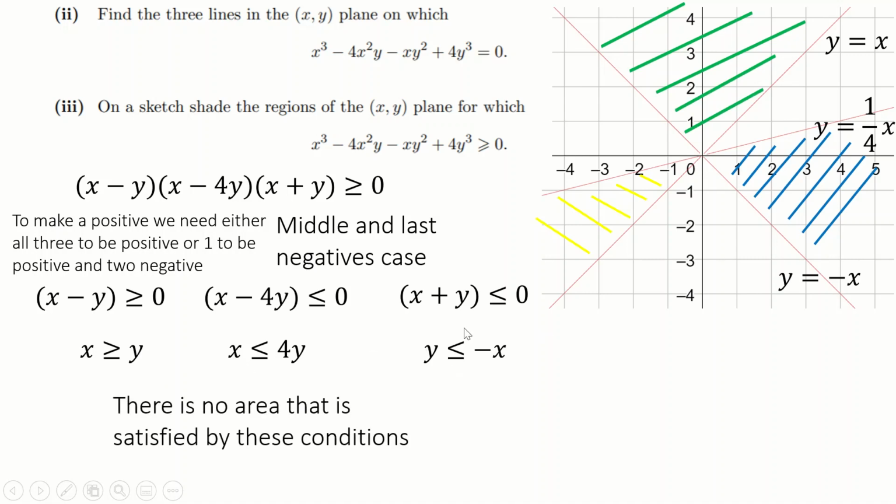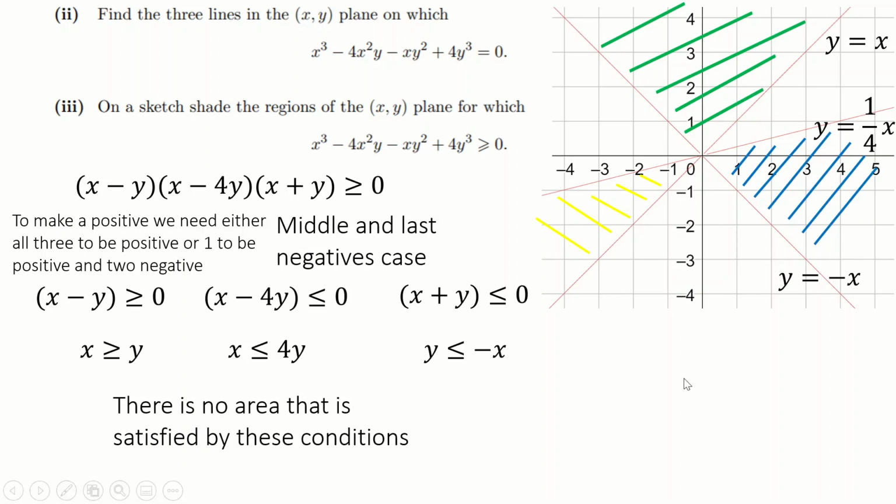So I just don't put anything down. And so this is my sketch. This is my completed sketch. I've gone through all my cases. One of them didn't work at all, but the other three did. They gave me these three things. So that's my sketch. That's everything shaded in. And I'd blow the examiner's mind. That's such good maths.